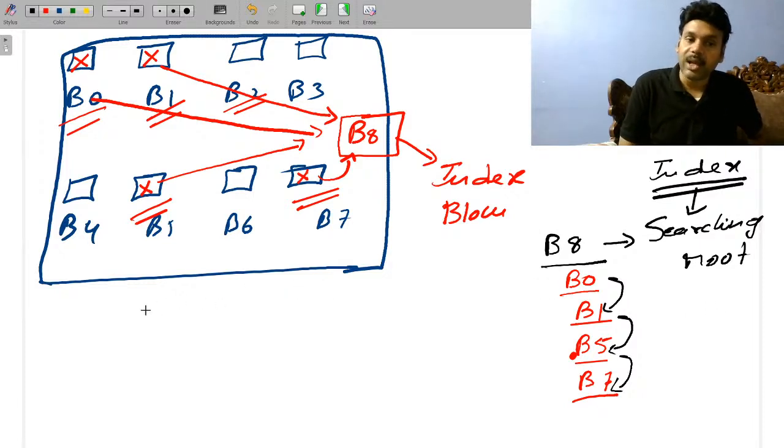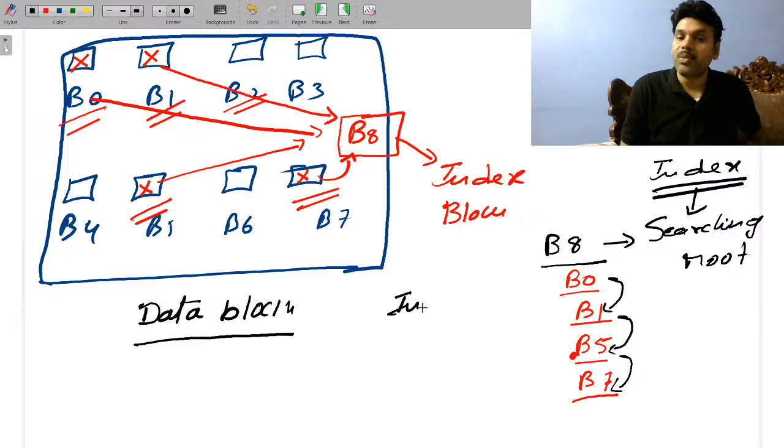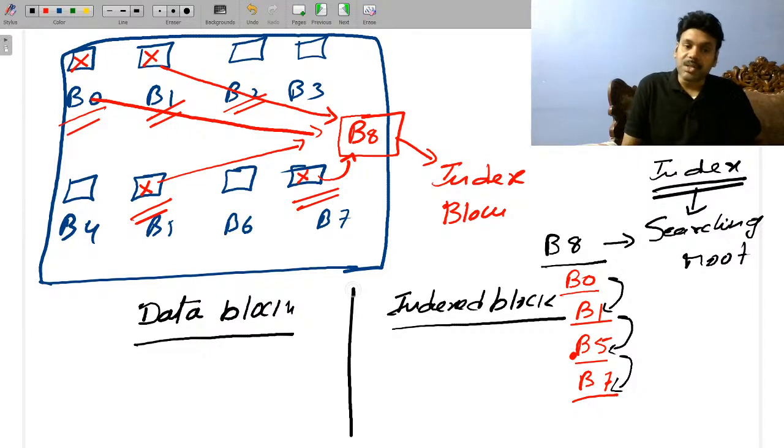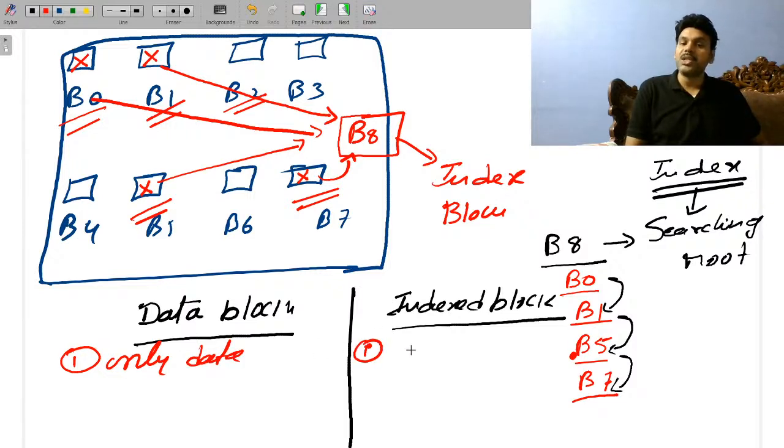Now we see in your hard drive, we have two varieties of blocks. One is data blocks, one is index blocks. I am not going to combine index information in your data information like in the previous method. I am trying to separate now. Your data blocks are separate and index blocks are separate. Your data block consists only of data. Your index block consists only of information about indexes.